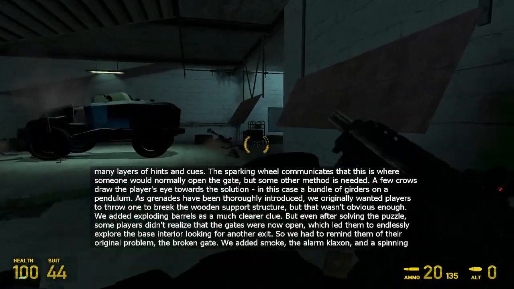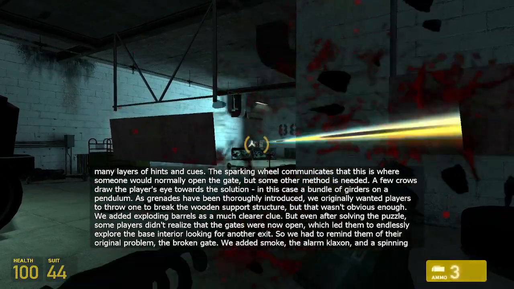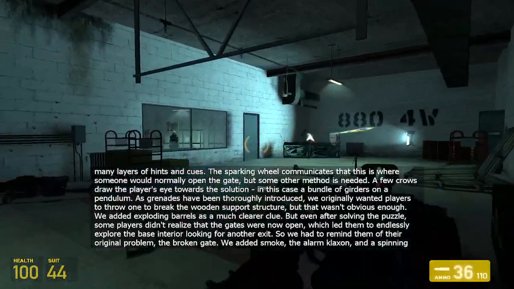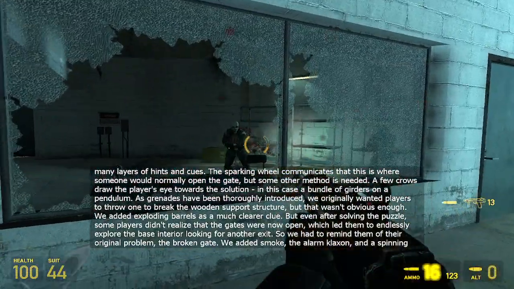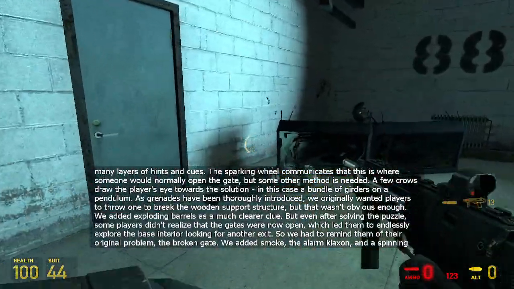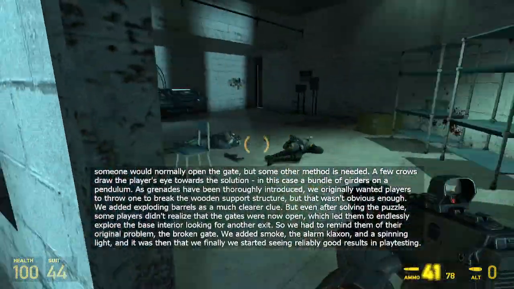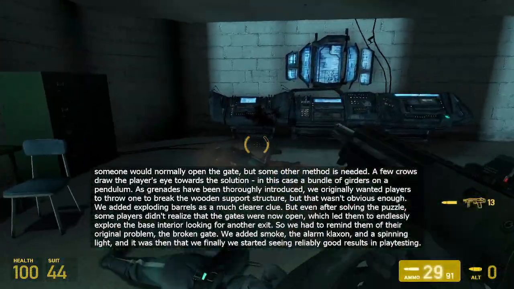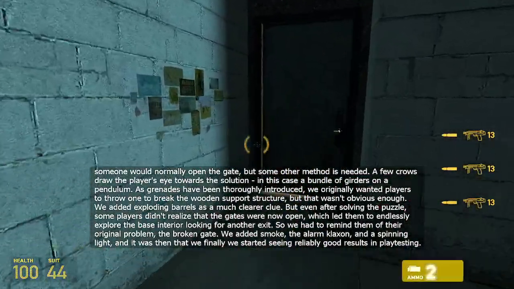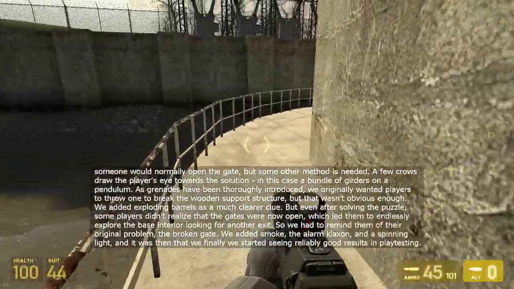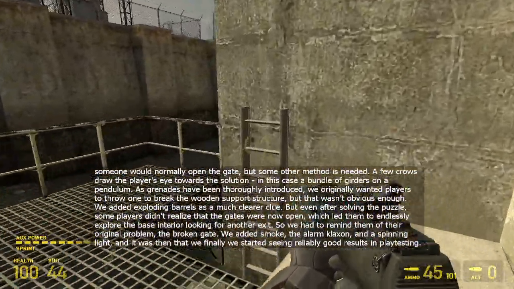But even after solving the puzzle, some players didn't realize that the gates were now open, which led them to endlessly explore the base interior looking for another exit. So we had to remind them of their original problem, the broken gate. We added smoke, the alarm klaxon, and a spinning light, and it was then that we finally started seeing reliably good results in playtesting.